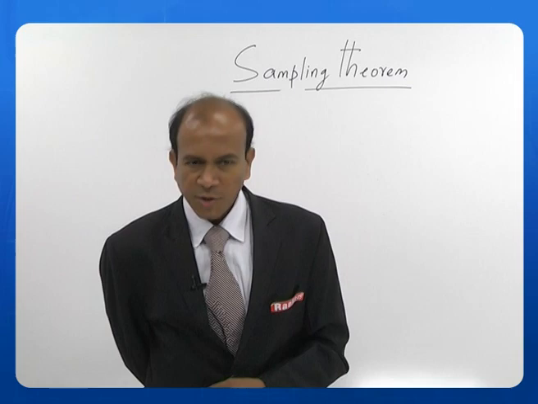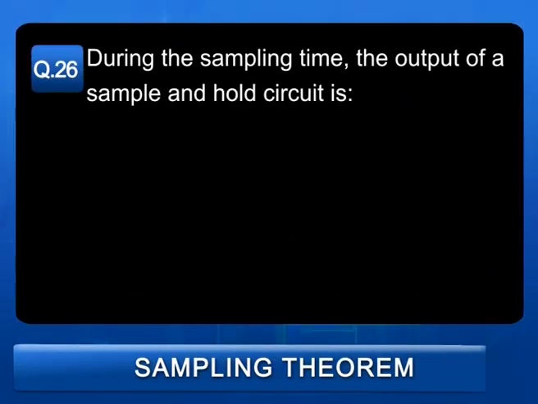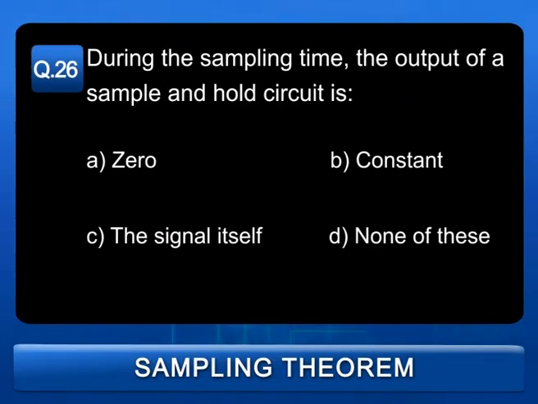Let us see the 26th question. During the sampling time, the output of a sample and hold circuit is A 0, B constant, C the signal itself and D none of this. Sample and hold, so it will be B, that is it will be constant.